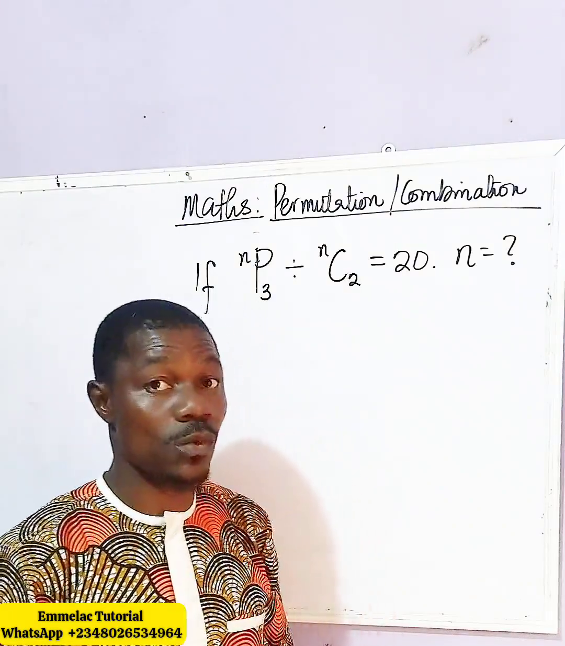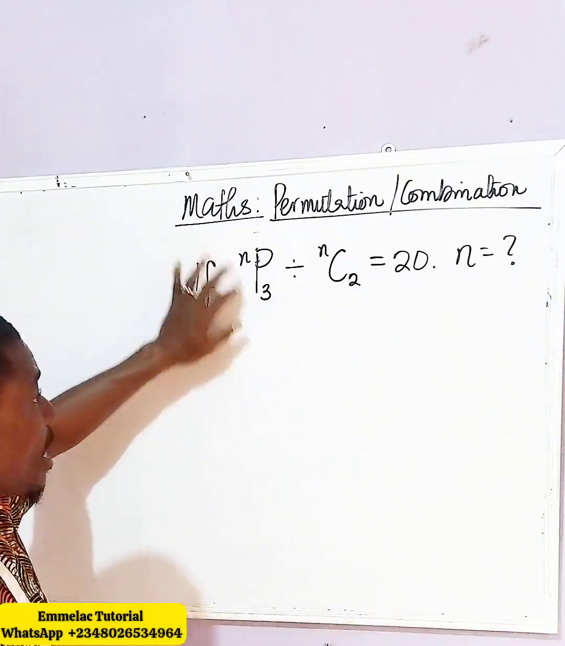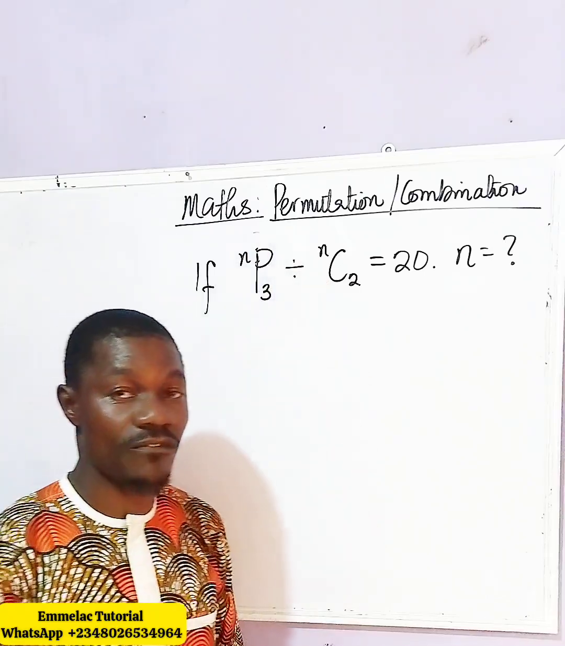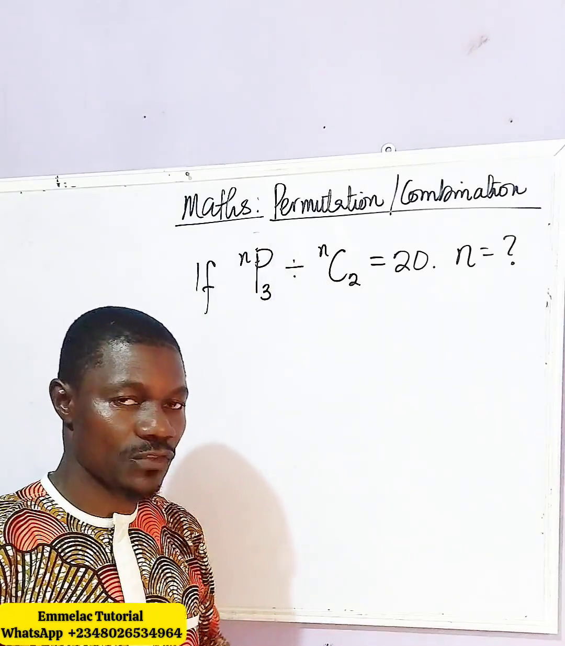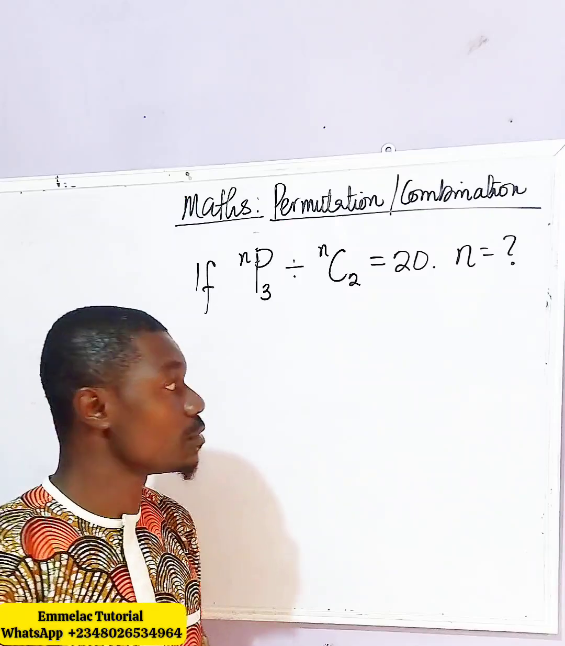Now let's look at this question in permutation and combination, and it reads that if nP3 divided by nC2 equals 20, find n. First of all, let us recall the formula for permutation and combination.